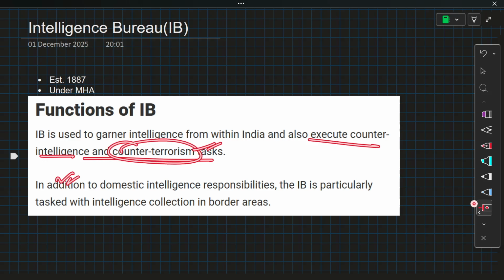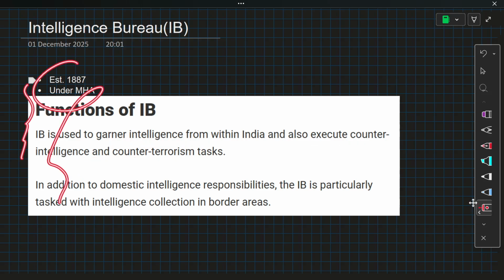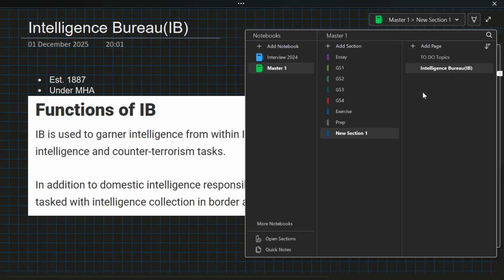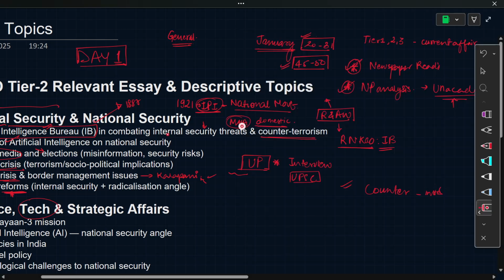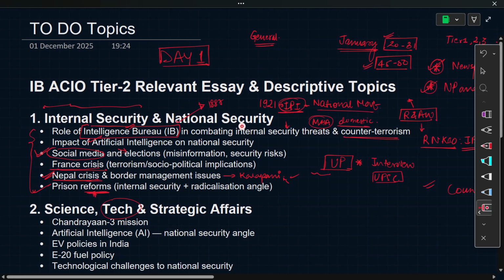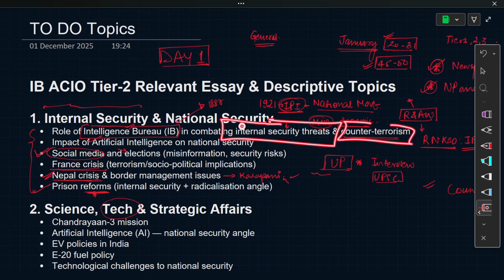So this is the major function of IB, and this is the basic information that you're supposed to know about IB. That is all that we need to know about IB. Then we can actually build upon this, and we can use our knowledge from current affairs and internal security essentially to write on these things, and that will be good to go.